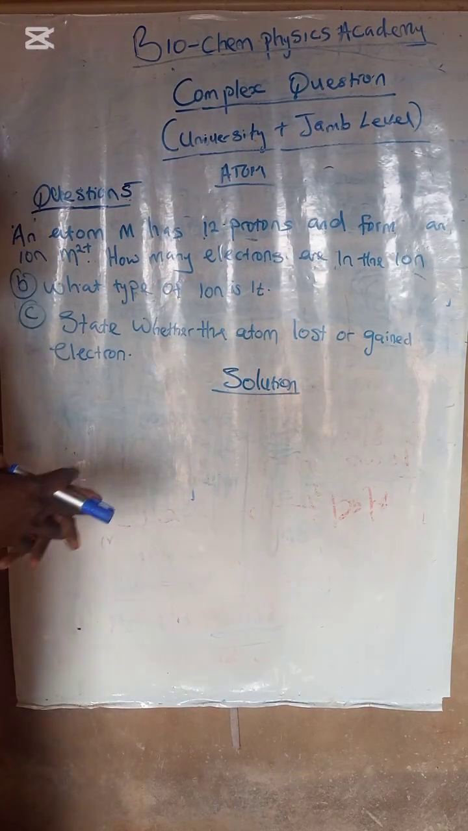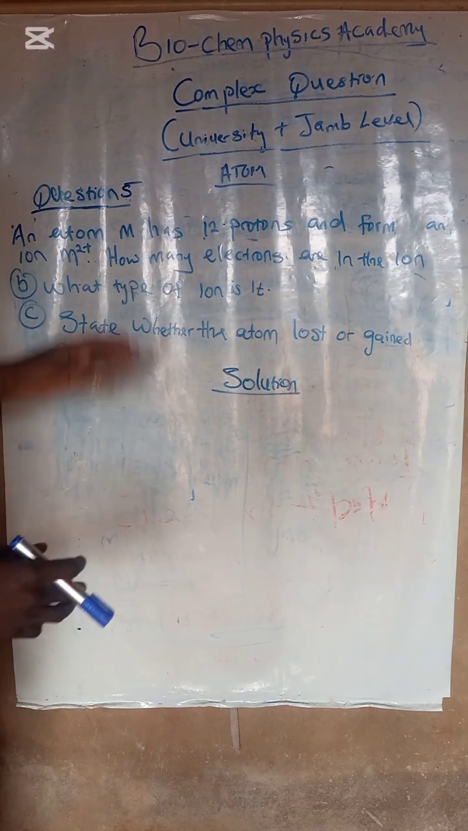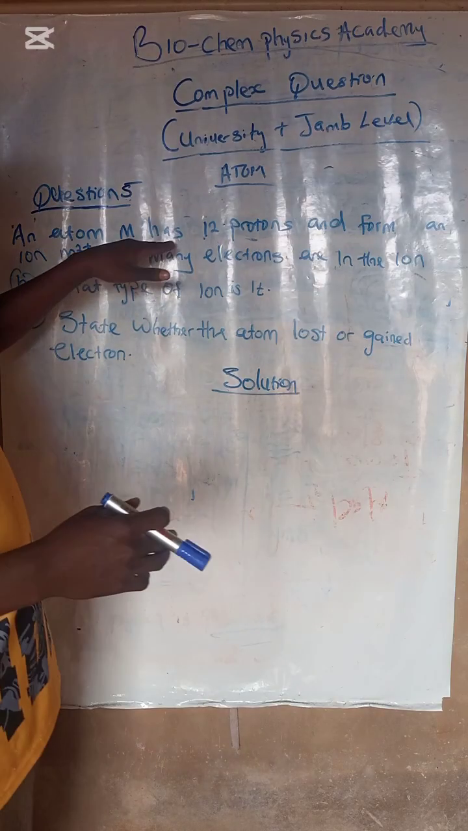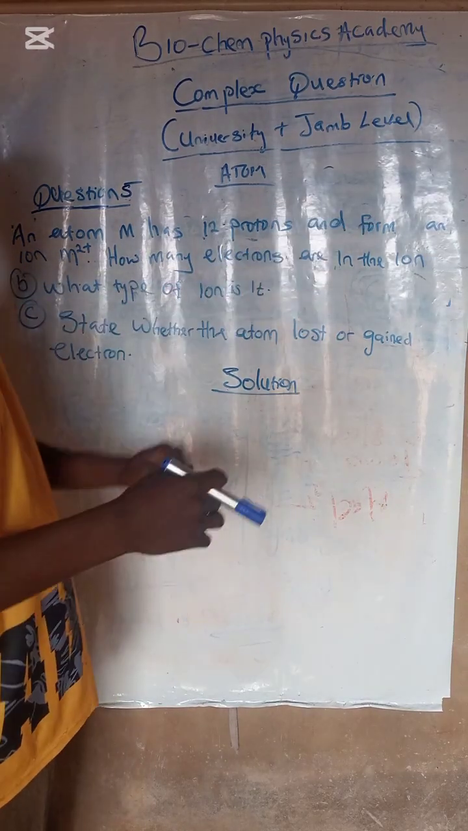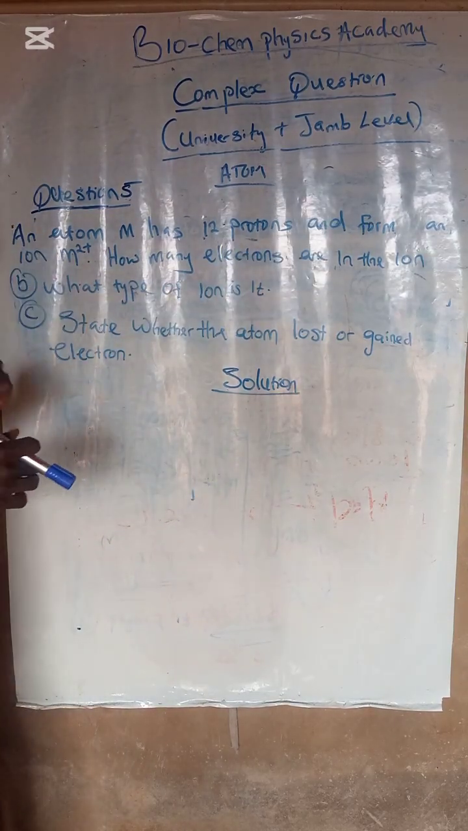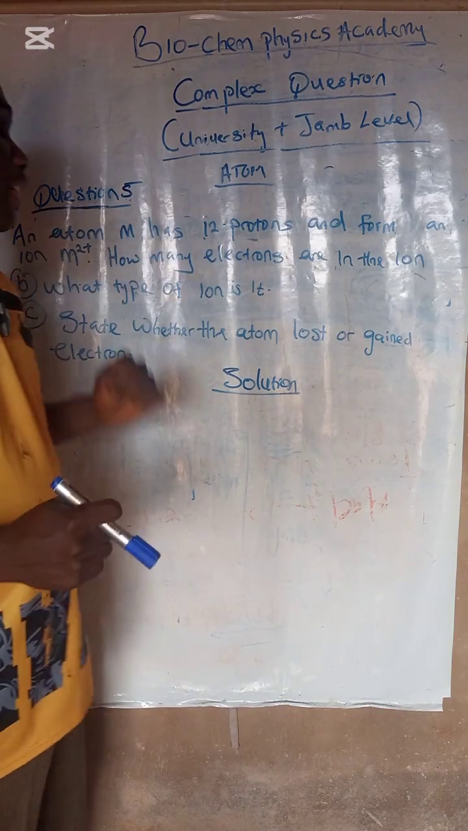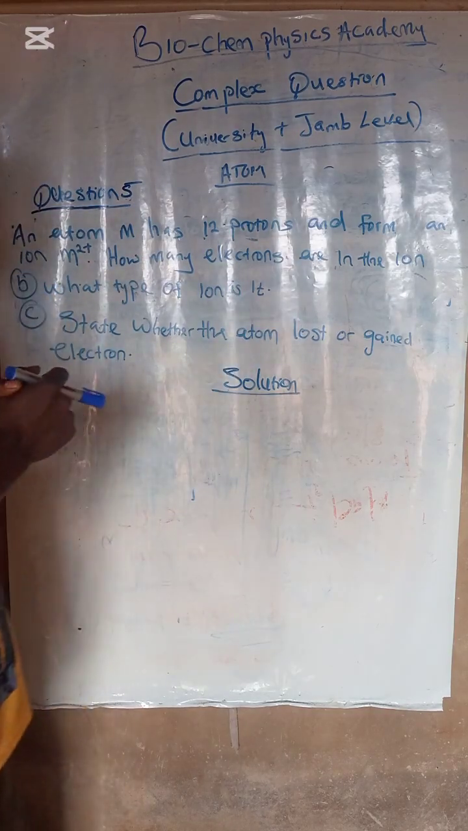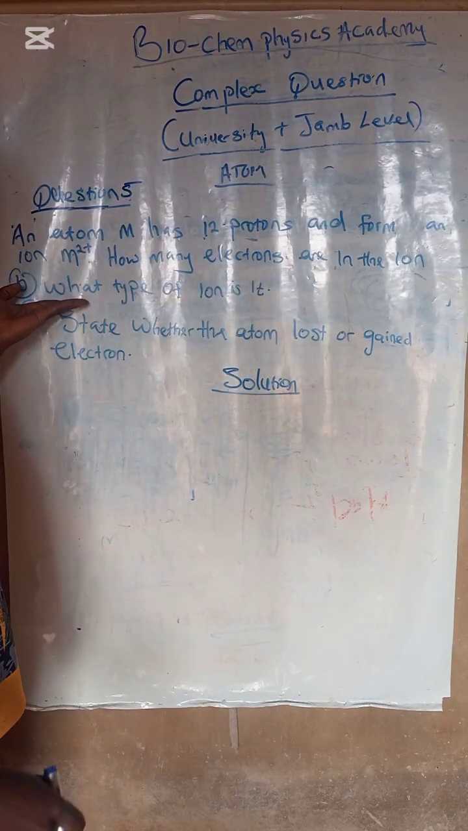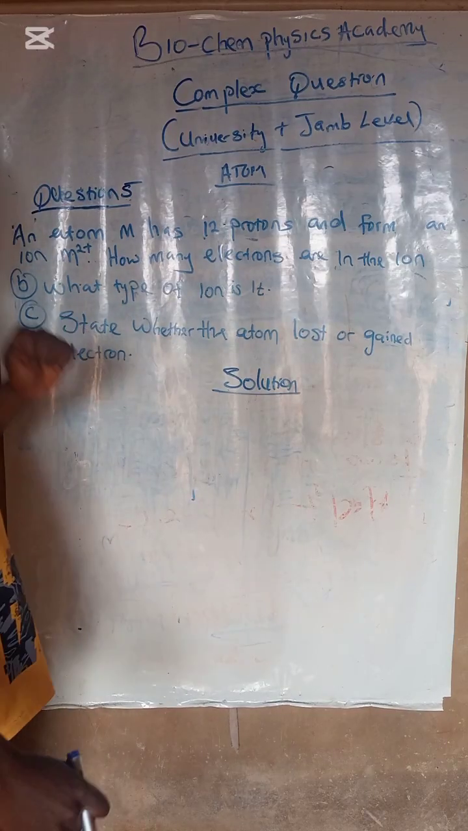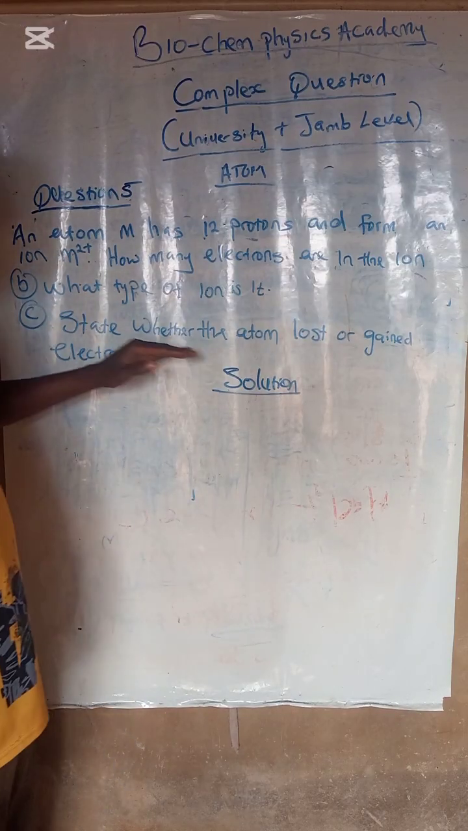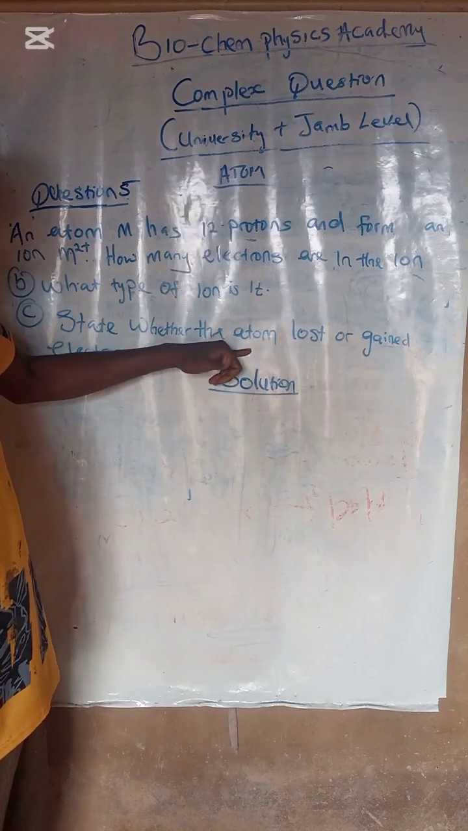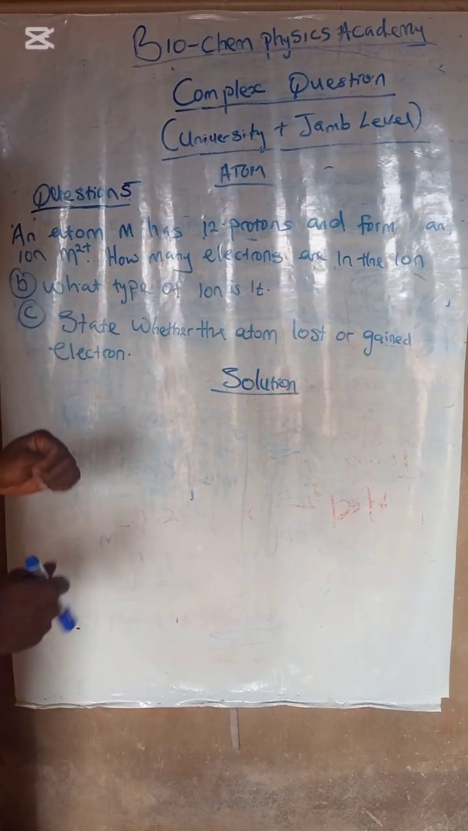Let's quickly solve this question under atom. An atom has 12 protons and forms an ion of M(2+). How many electrons are in the ion? That's the first question. The second question says, what type of ion is it? And the third question says, state whether the atoms lost or gained electron.